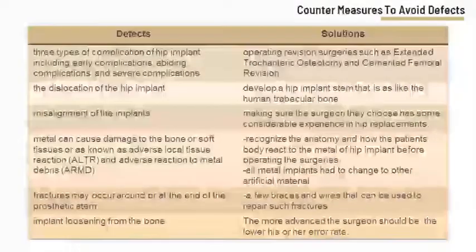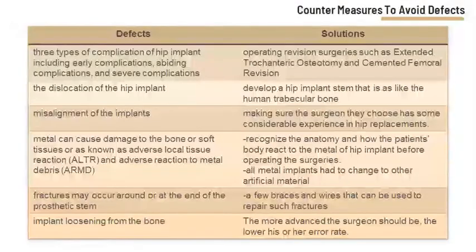So I would like to explain about countermeasures to avoid defects. A hip implant can cause various complications and effects. There are three types of complications of hip implant, including early complications, abiding complications, and severe complications. One solution for the complications is operating revision surgeries such as extended trochanteric osteotomy and cemented femoral revisions.